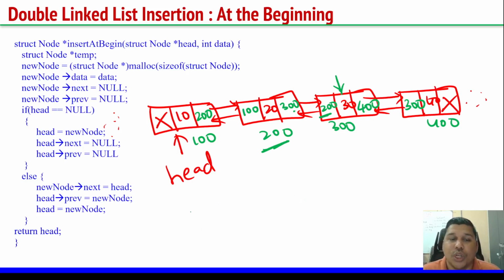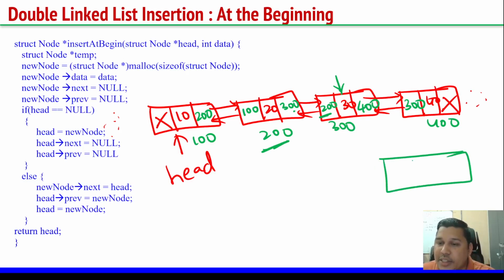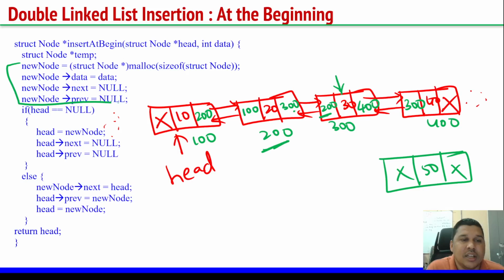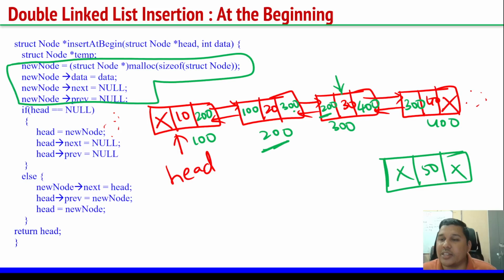So, what do you have to do? You have to first create a node structure. I have to create a box like this and assign some value 50, with null pointers. How can I do this? Using the same 4 statements here. These 4 statements will help me in creating a node structure like this, in reserving some memory with some value 50 and placing the front and back pointers, that is next and previous pointers, to null.